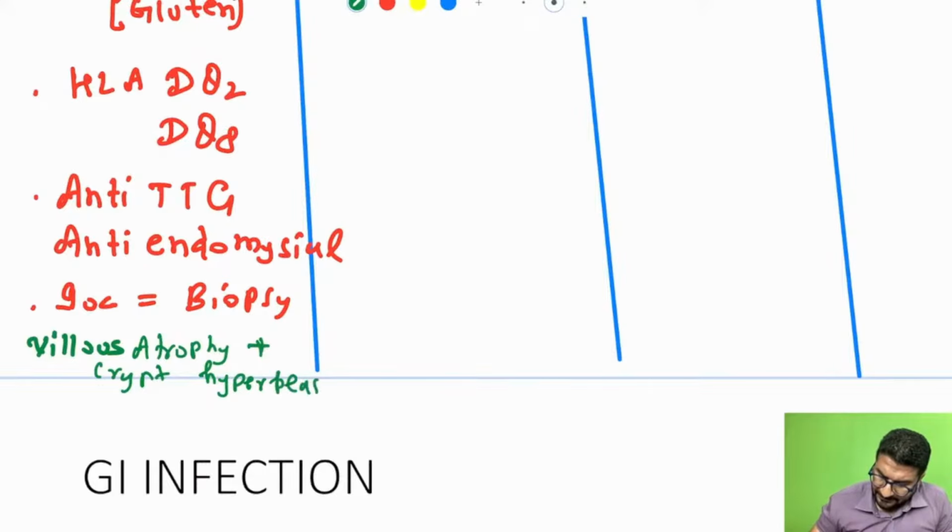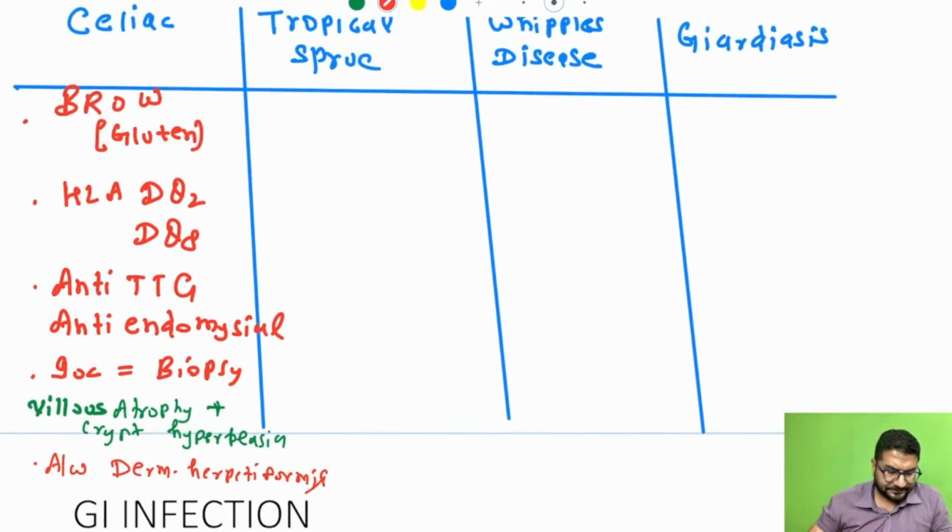एक और, मेरे पास जगह नहीं है, याद रखना. Celiac sprue is associated with dermatitis herpetiformis. ओके, मैं यहाँ लिख दे रहा हूँ. It is associated with dermatitis herpetiformis. So these are the things which you should know about celiac sprue.